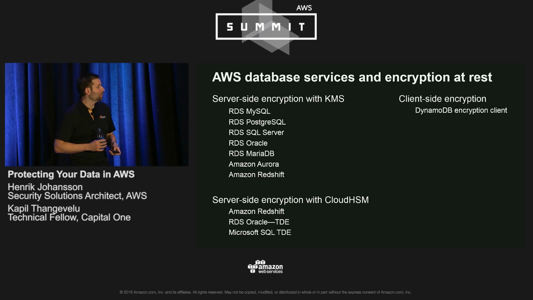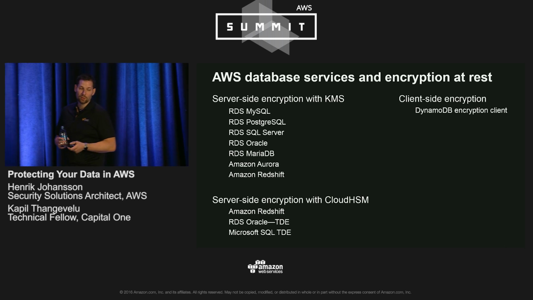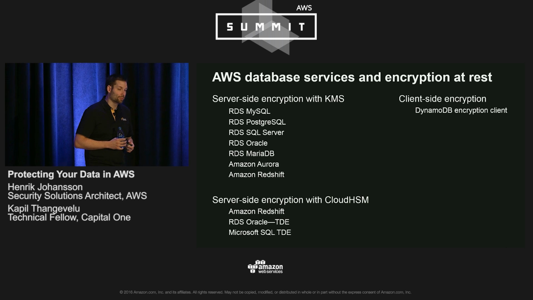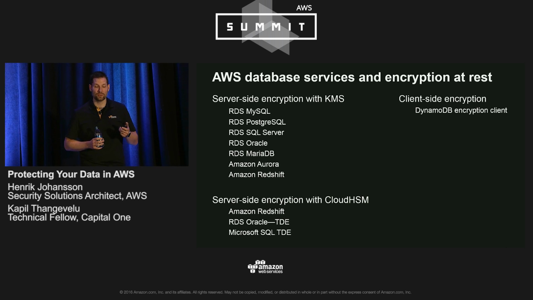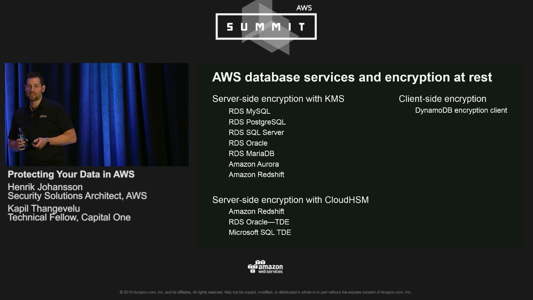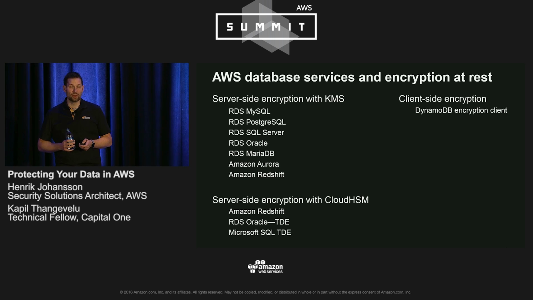And a quick overview of the services that do have encryption at rest. So we have server-side encryption with KMS for the RDS family, including Amazon Aurora and Amazon Redshift. You can also use server-side encryption with CloudHSM, as we mentioned earlier, with, for example, Redshift, or if you want to use RDS for Microsoft and use the TDE protocol. And lastly, you have client-side encryption with the DynamoDB encryption client, and you can integrate that with the KMS service.